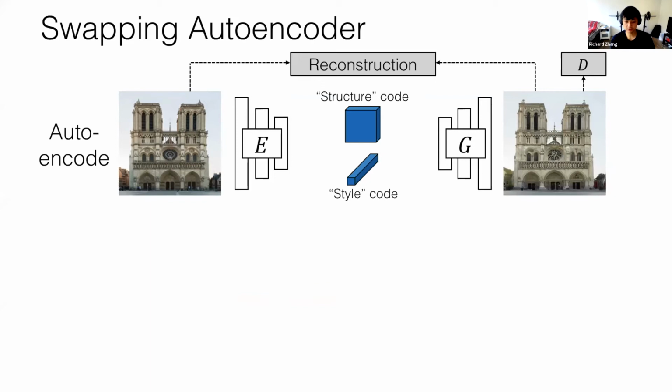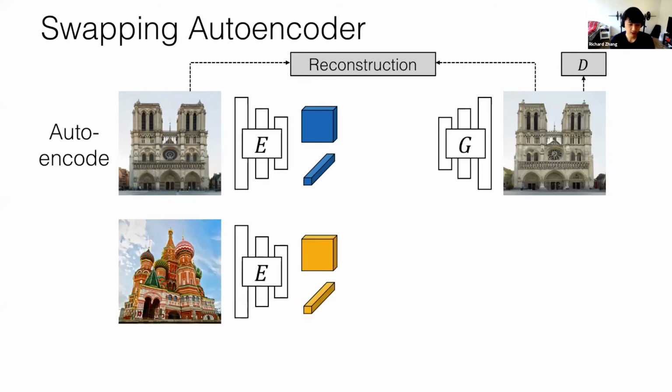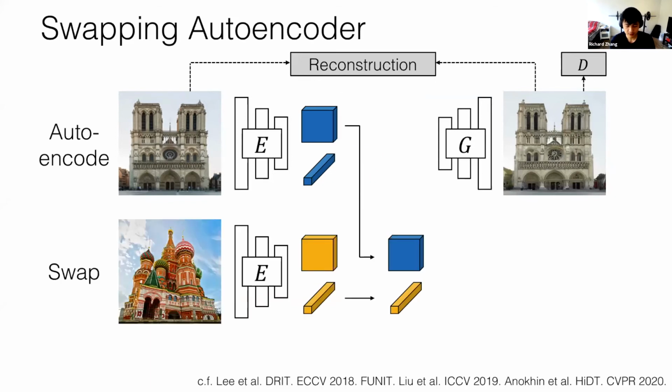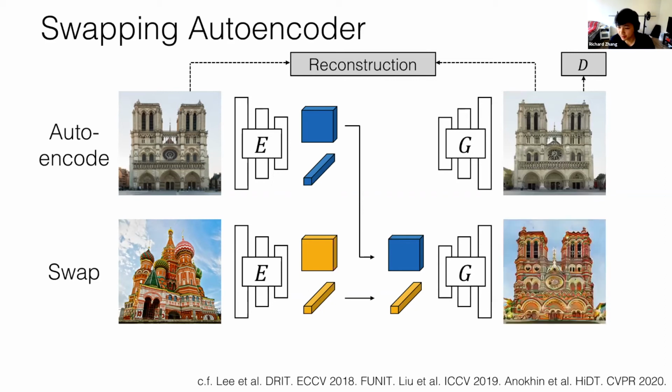Now, how do we get these codes to actually do these things? Well, we use this tool called swapping, which has also been explored in some cool recent works. The idea here is that we'll use a second image, in this case, St. Basil's Cathedral. We'll grab its style code and decode that with the structure code from Notre Dame, and hopefully see something like this that grabs the structure from one image and the textures from the bottom image.